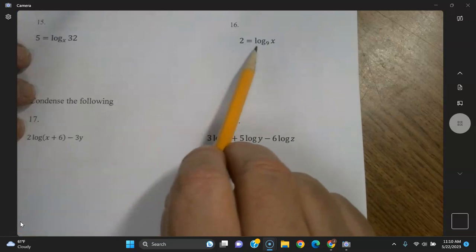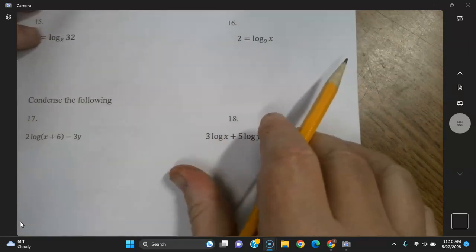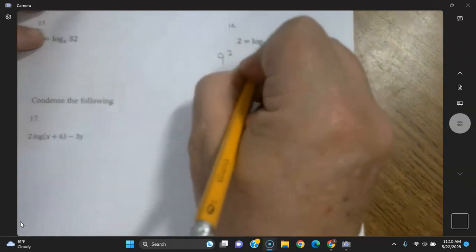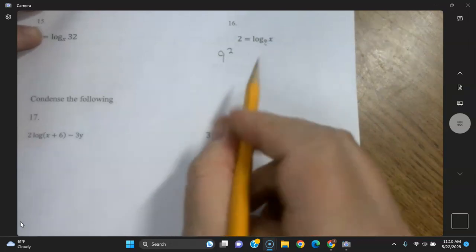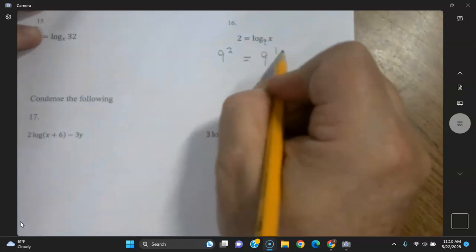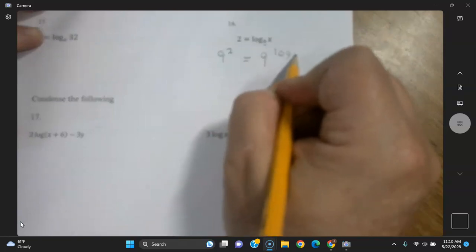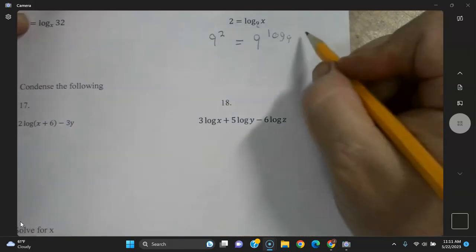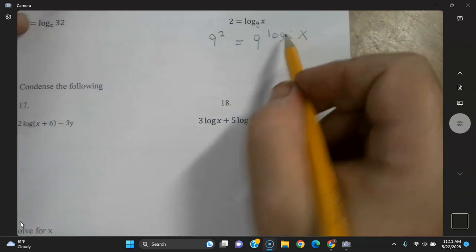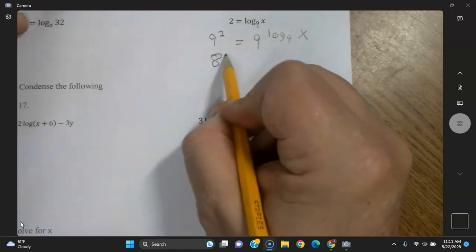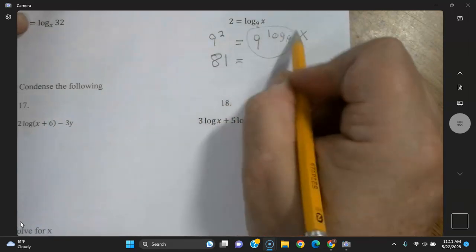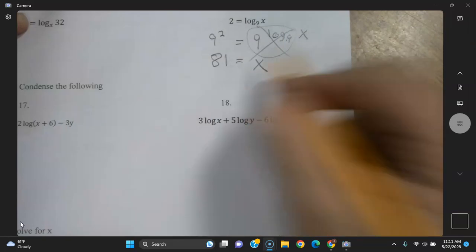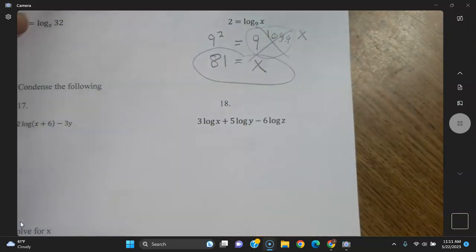Okay, the next one, number 16, looks similar, but it's actually an easier problem. So what you're going to do is say 9 squared. You're going to make everything an exponent of 9 because your base over here is a 9. So that equals 9 raised to the log base 9 of x. Okay, so 9 squared is 81. And 9 to the log base 9, this cancels out. It inverses. So that equals x. And that's your answer. X equals 81.